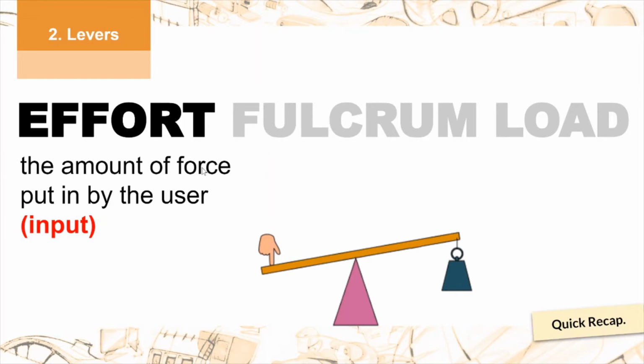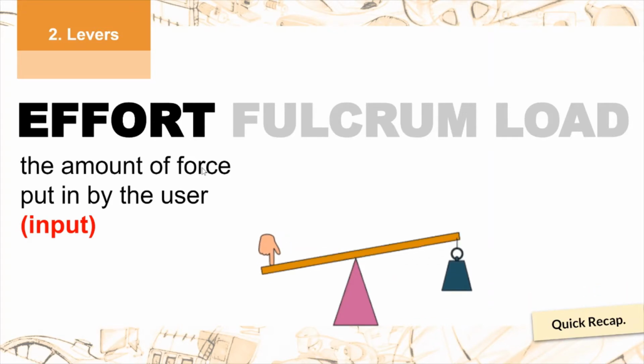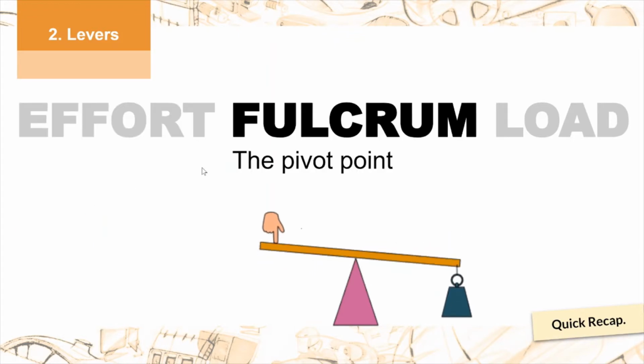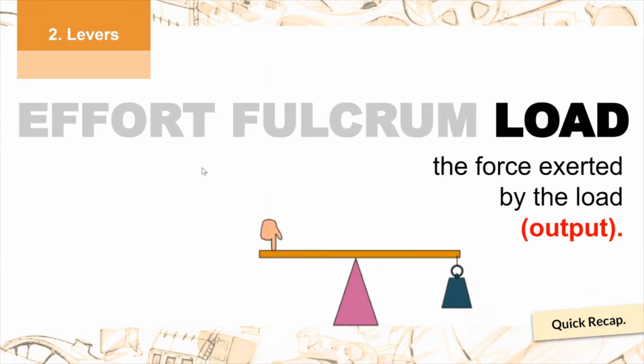All right, so the effort, here we can see, is the hand. It's the amount of force being put in by the user. So the input, usually called effort though. We've got the fulcrum, which is the pivot point. So here, it's the middle of the seesaw. And then we've got the load. That's the force exerted by the weight or the nut or whatever we're using our lever for. So that's the output.